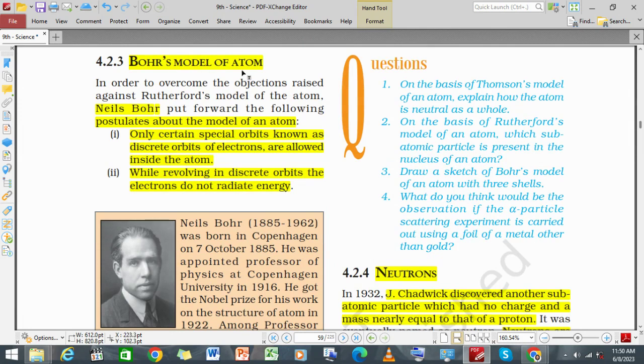Now, what is the Bohr model of the atom? And he was the gentleman. Niels Bohr gave postulates about the model of the atom.